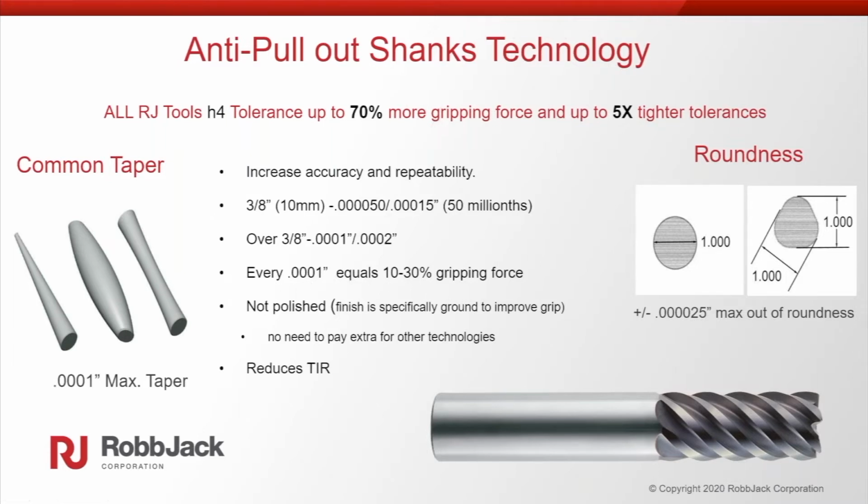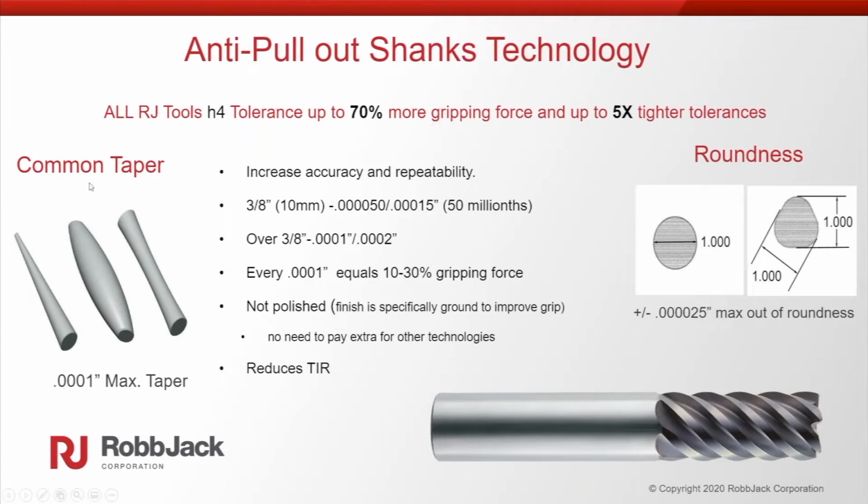The other thing is a lot of tools will have polished shanks. So this shank that you're trying to hold on to is very polished. It looks nice, but you really don't want a polished shank on something that you want to hold, and you don't want it to slip in the holder. And so by having those super tight tolerances on the tool, it reduces the TIR and runout of the tool, so the cutting edges are a lot more accurate.